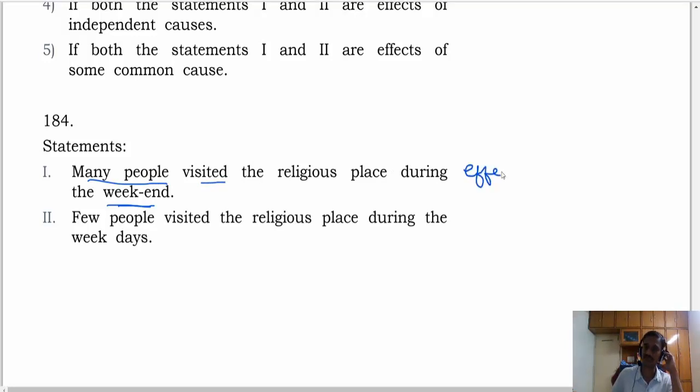Why they have visited? There could be some different reason. Maybe it is an auspicious day, అవునా కదండి. Then ఏదో ఫెస్టివల్ ఉండొచ్చు, some celebrations were there, అందుకు చాలా మంది అటెండ్ అయ్యారు. Or few people visited the religious place during the weekdays. వీక్డేస్ లో కొంతమంది మాత్రమే వచ్చారు.